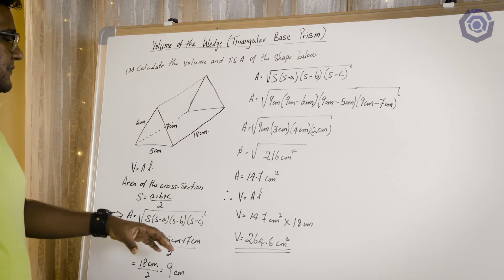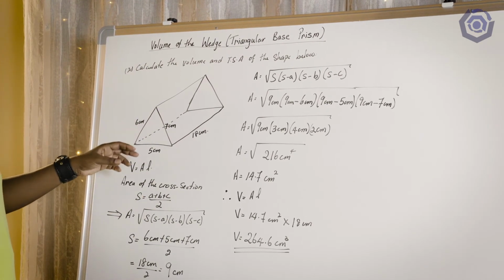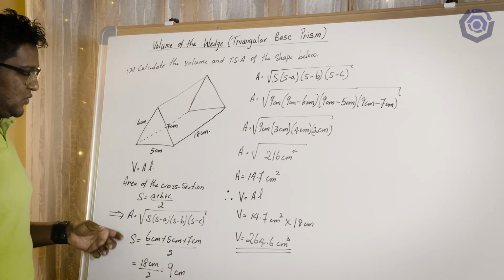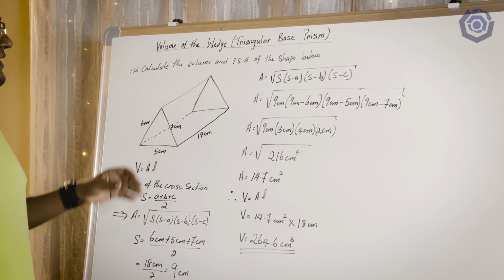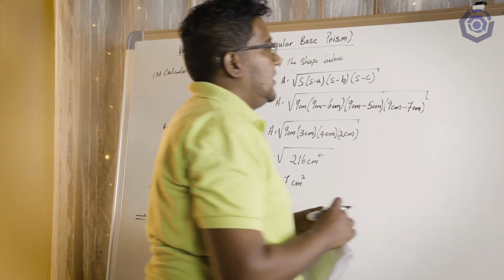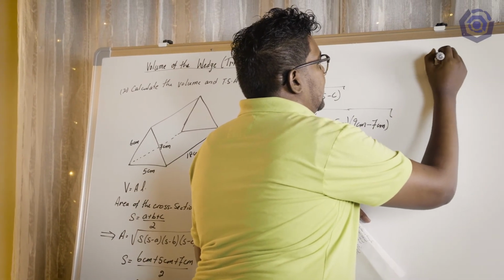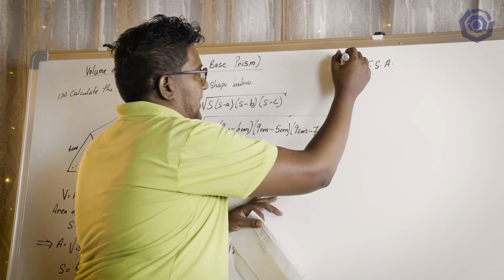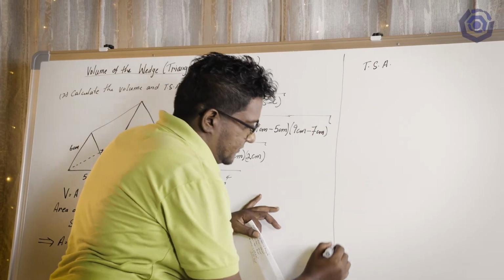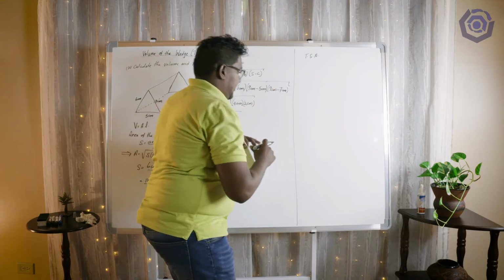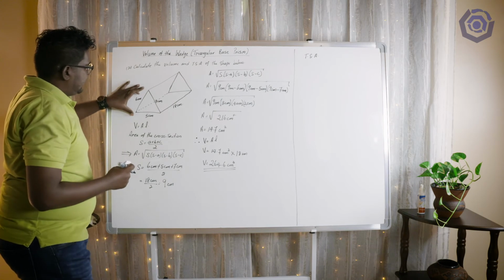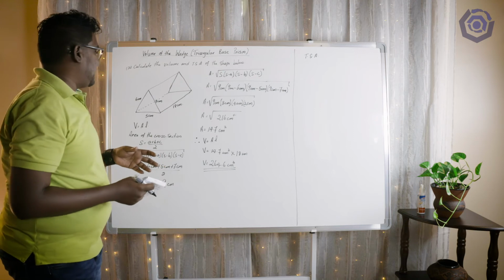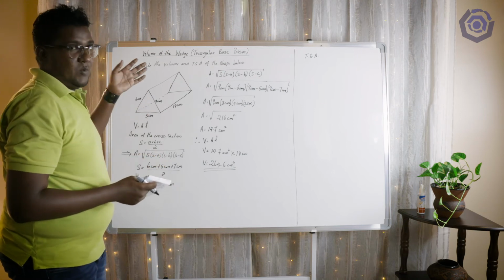So this is how you find the volume of a wedge given the 3 sides. Remember, once you have the 3 sides, you have to use Heron's formula to find the area of the cross section. Now let's go to our total surface area. Let me just put the line here. Good. Now looking at this, we don't have any height. So we cannot use the BH plus PL formula because we don't know what H is.